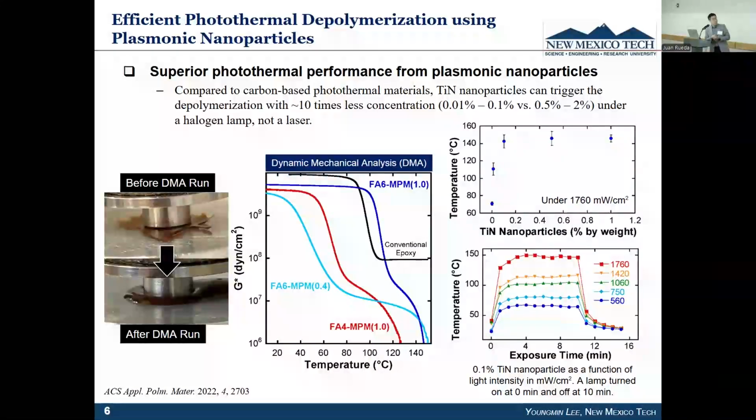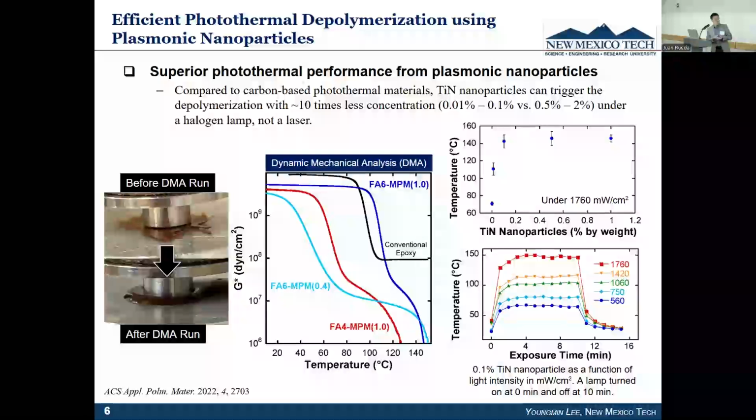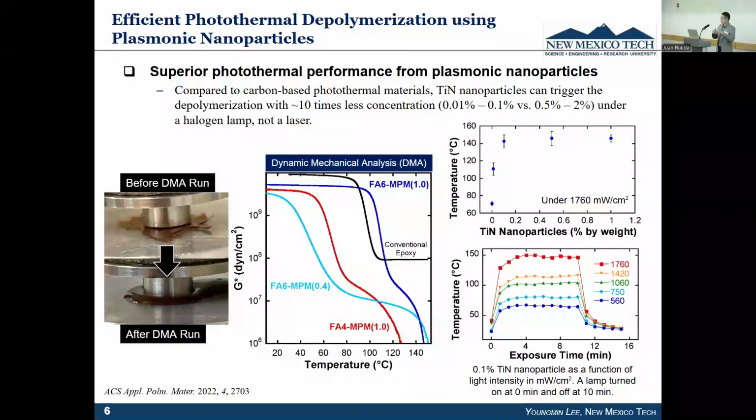We can also easily check the transition visually. This is a DMA run before and after, and they show melt-like behavior. But I would not say melt, because melt means a physical phase transition. In our case, the transition is done by a chemical bonding change. So it is a chemical change. We also proved the concept by incorporating nanoparticles, so we can do this transition by light as well as heat.